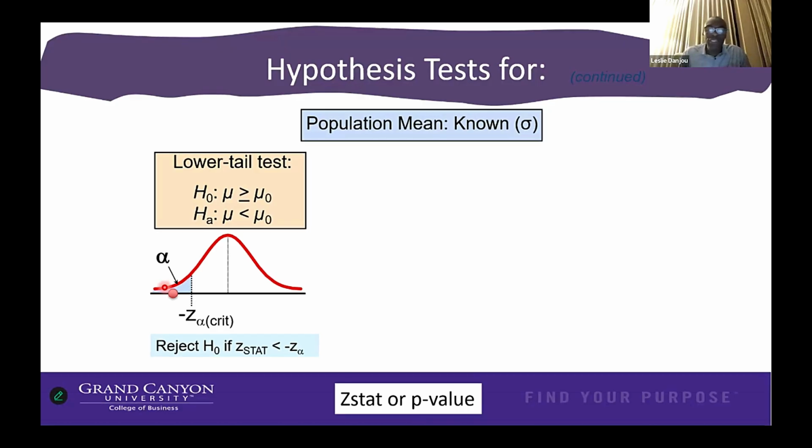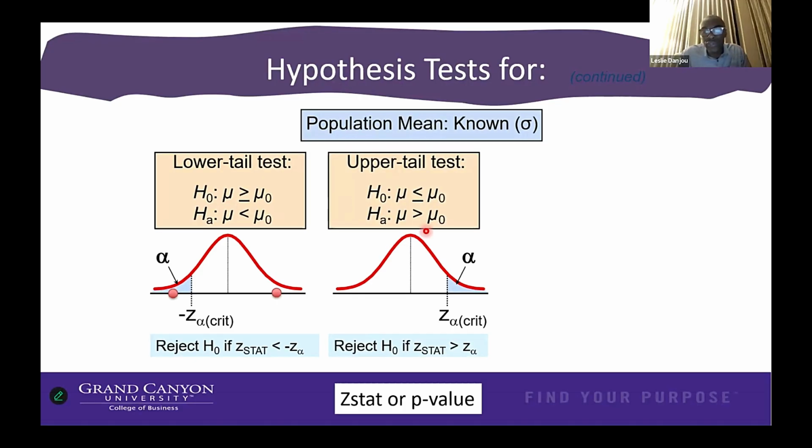But if your dot were to fall, let's say, out here, you would say, nah, man. Let's say the data showed up right here. You would say no, the alternative is not true. You would not reject the null hypothesis. The status quo is still the status quo. All right, good. Here's another one.